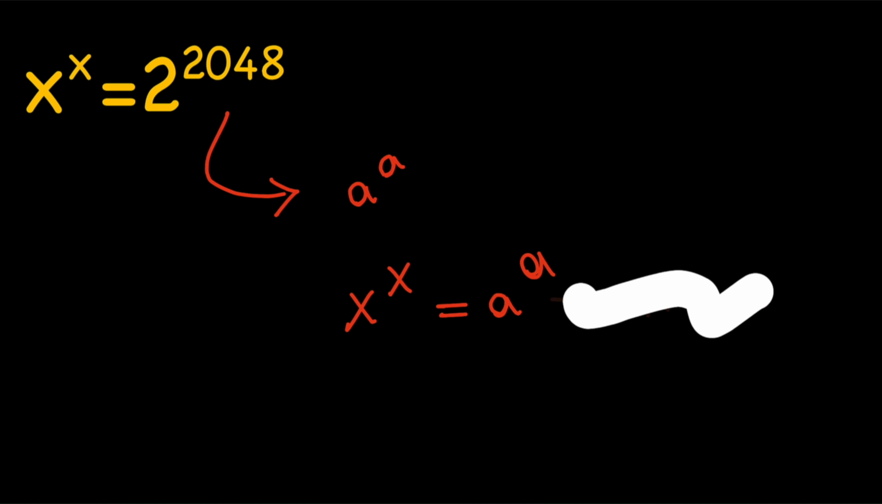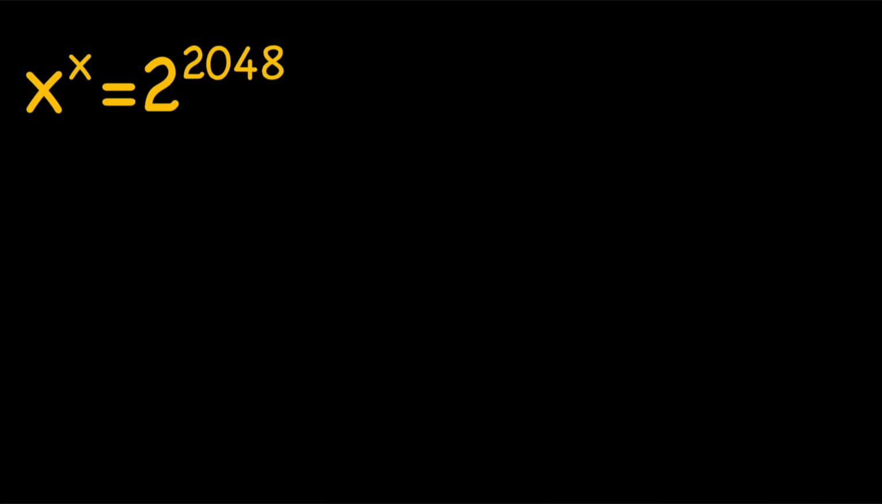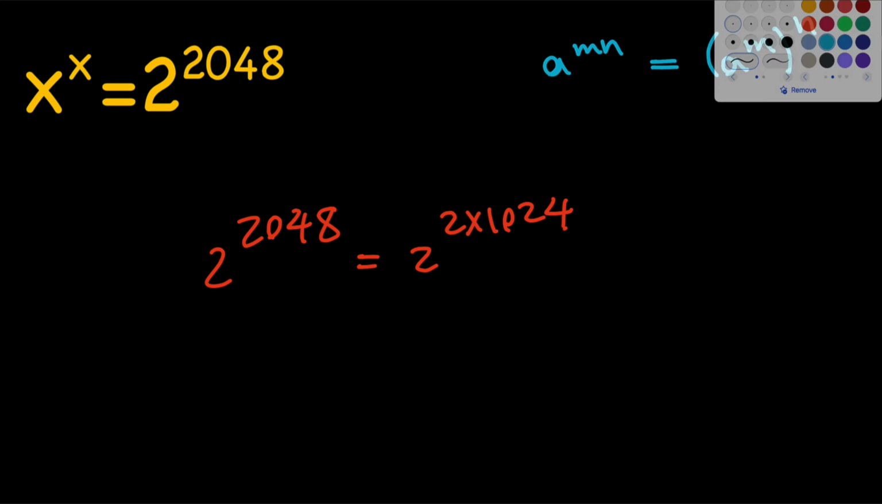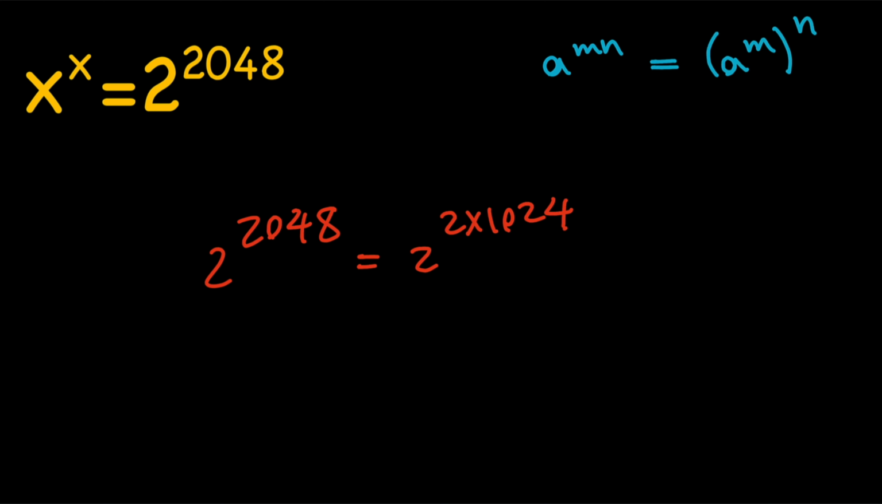So this is the main idea behind the solution of this problem. And based on this main idea, we need to go ahead and work on the number on the right-hand side. So we need to work on 2 to the power of 2048. Great, so let's go ahead and do that. Let's go ahead and replace 2048 with 2 times 1024. And now, notice that we all know that a to the power of m times n is just equal to a to the power of m raised to the power of n. So based on this property, I can go ahead and say that our number 2 to the power of 2048 is equal to 2 squared to the power of 1024.